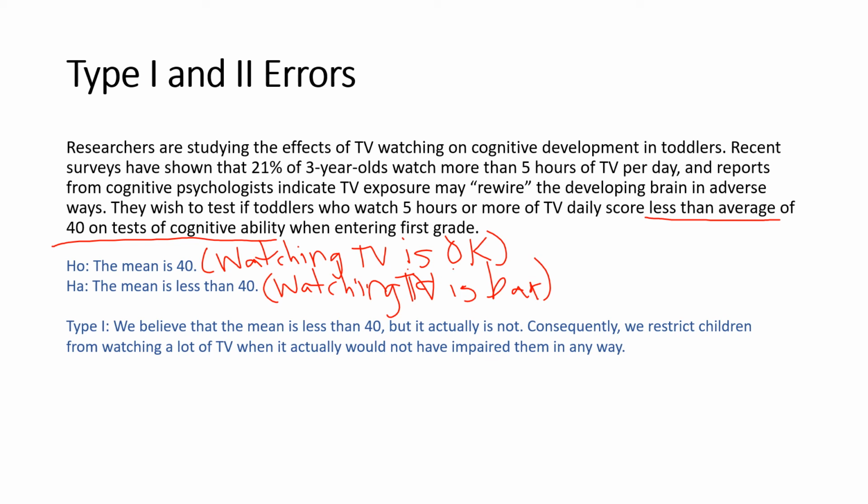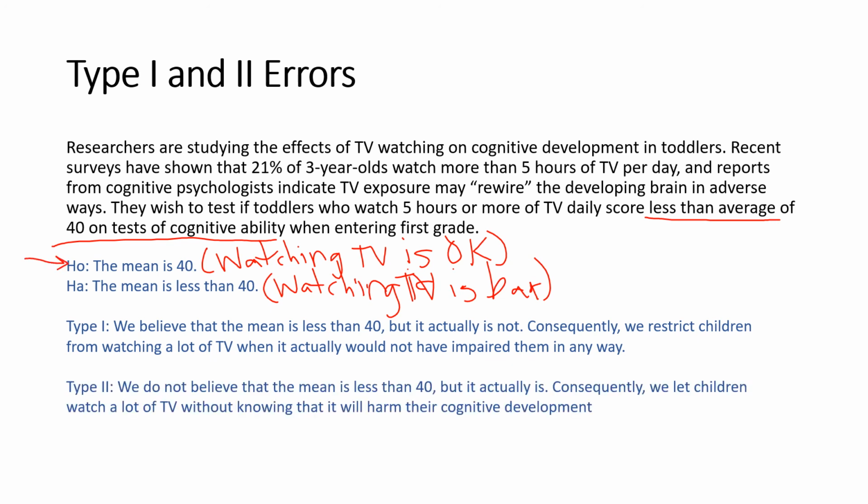All right, type 2. Type 2 is when you fail to reject the null hypothesis, but you should have rejected it because the alternative is actually true. So if you fail to reject the null hypothesis, you're going along here thinking that the mean is 40. You do not believe that the mean is less than 40, but it actually is. The consequence there, if you don't think that the mean is less than 40, maybe you let your children watch as much TV as they want without knowing that it will harm their cognitive development.